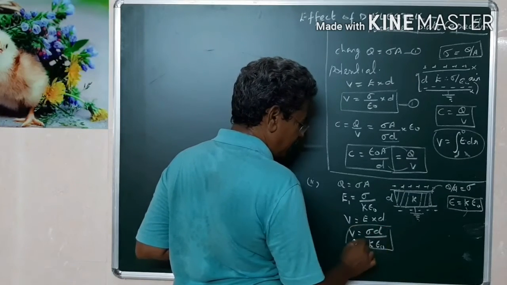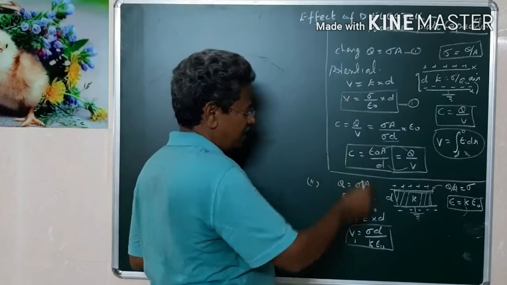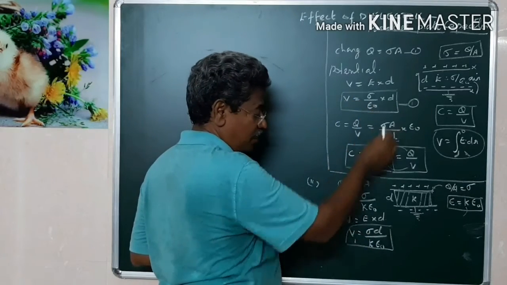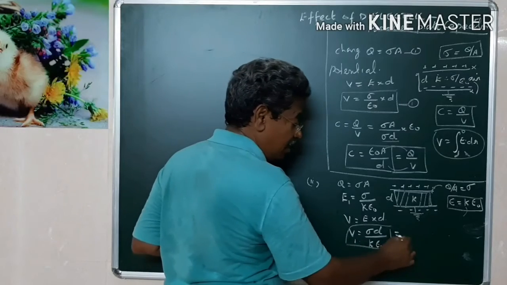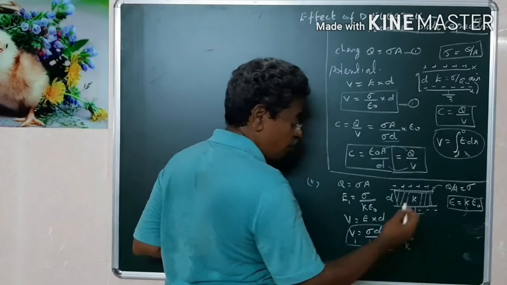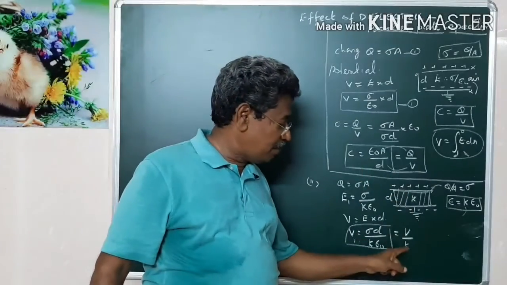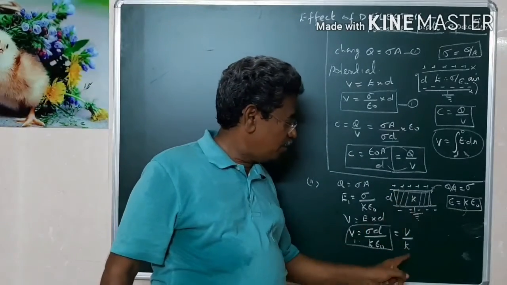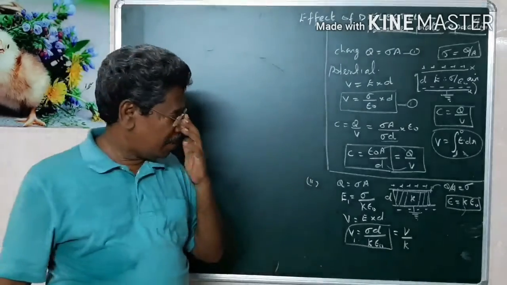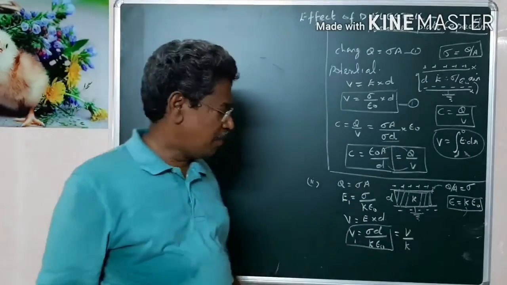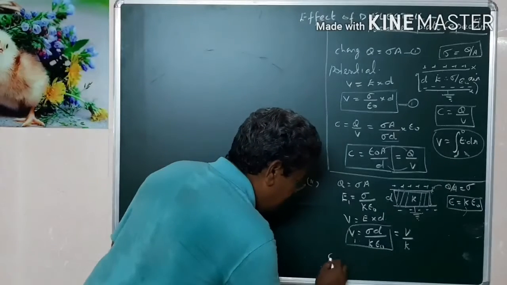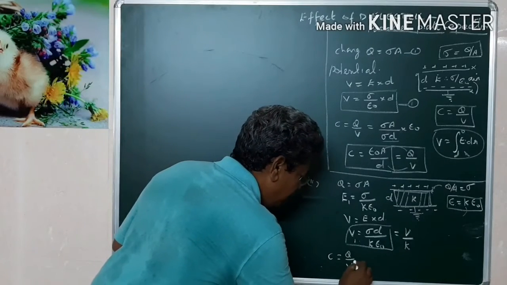Now you can compare the potential in air and potential in slab. Potential in air is this much, potential in slab is V divided by K. Therefore, due to the introduction of some dielectric material, the potential between the two plates decreases by K times. The electric field also decreases by K times. Then what will happen to the capacitance? We know that C is equal to Q by V.